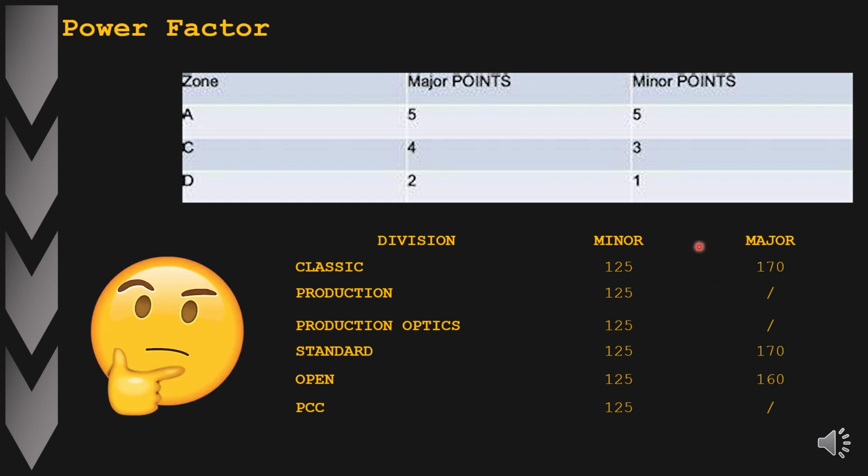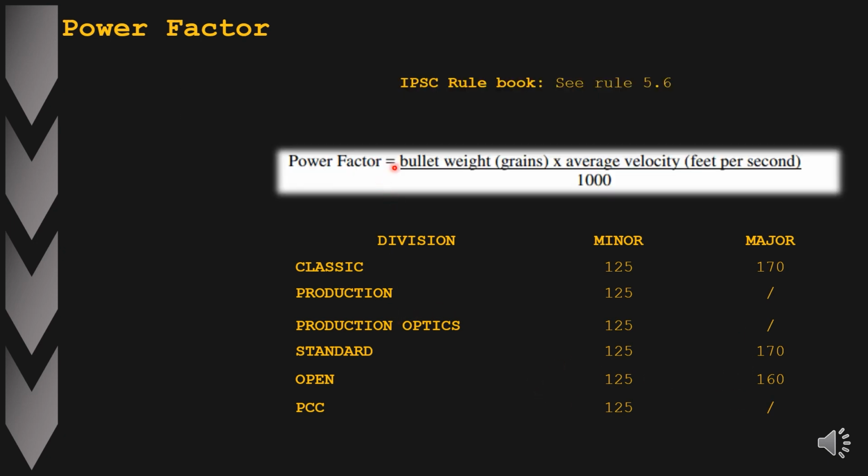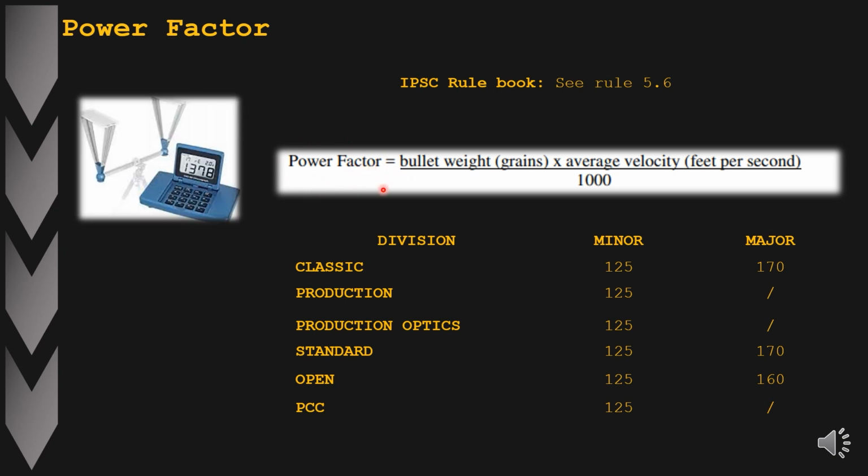It becomes even more complex if, for example, you shoot in open minor because you are ranked in a mixed division, which means the minors and the major are actually scored together, so you automatically have a disadvantage compared with major power factor shooters. Now, the power factor itself is actually measured, especially on level 2 and more matches, with a chronograph.